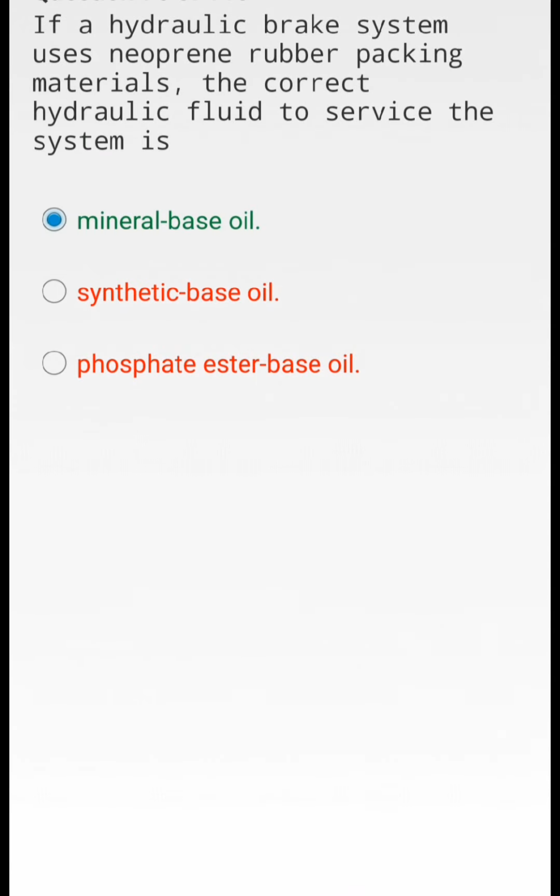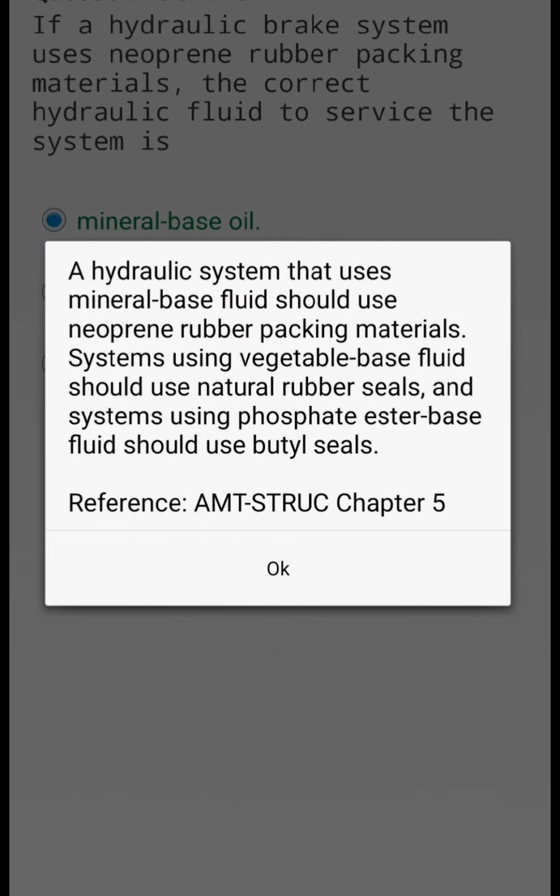If a hydraulic brake system uses neoprene rubber packing materials, the correct hydraulic fluid to service the system is mineral base oil. A hydraulic system that uses mineral base fluid should use neoprene rubber packing materials. Systems using vegetable base fluid should use natural rubber seals, and systems using phosphate ester base fluid should use butyl seals.